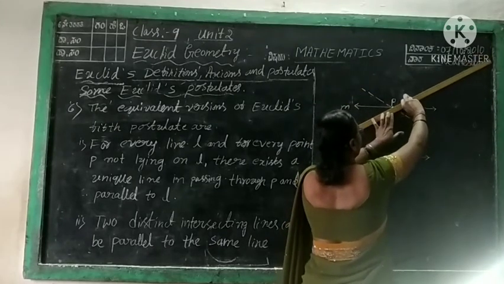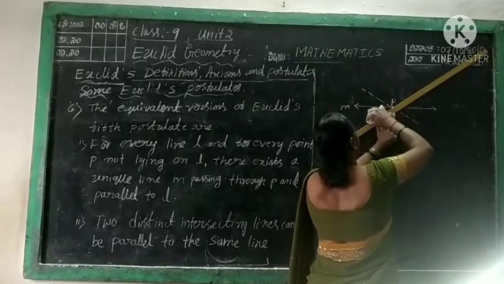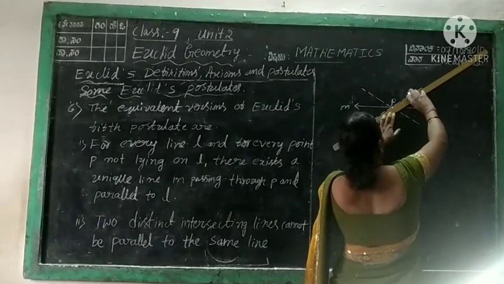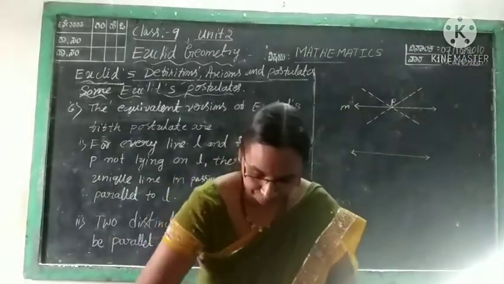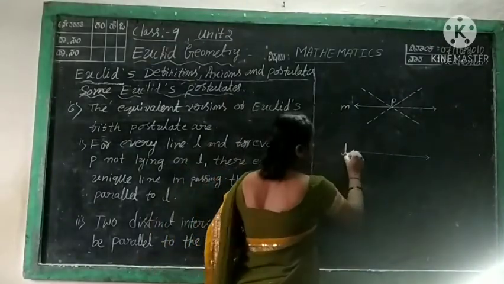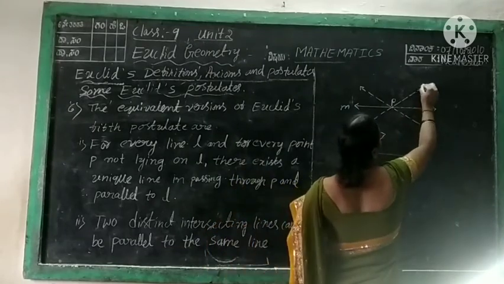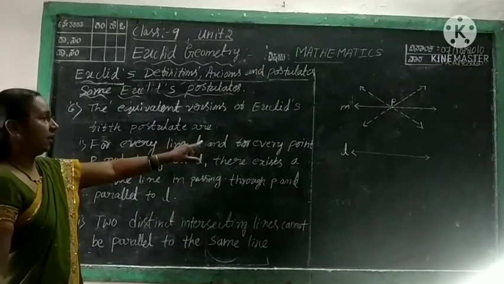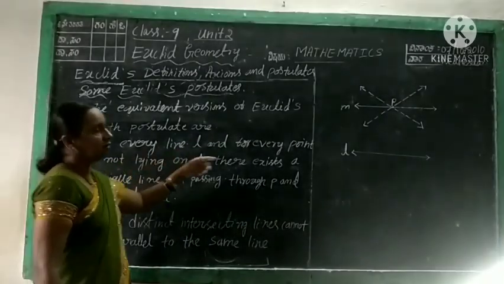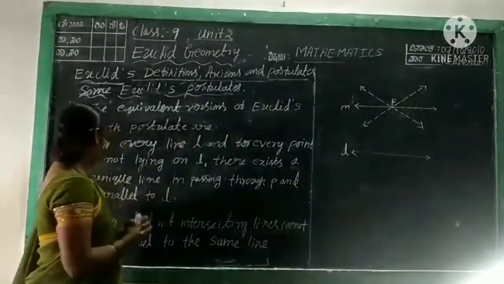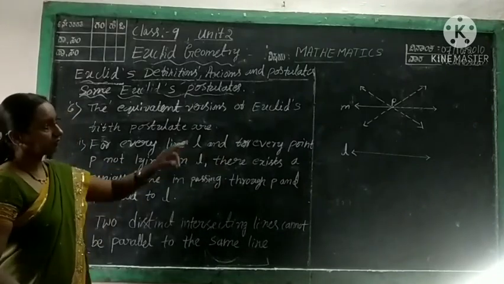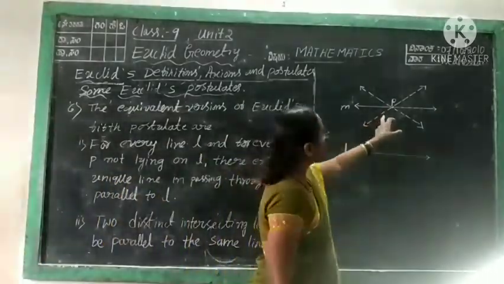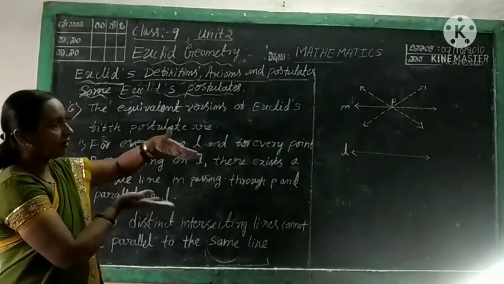Then again, the cross line is there. Then, for every line L and for every point P not lying on L, there exists a unique line passing through P and parallel to L.